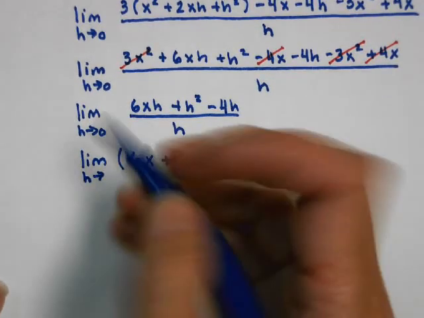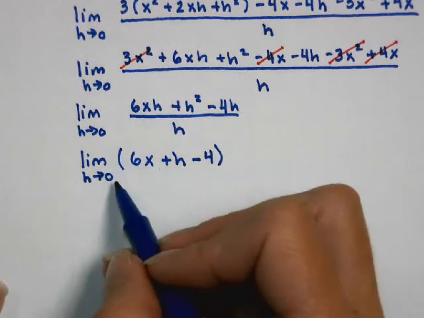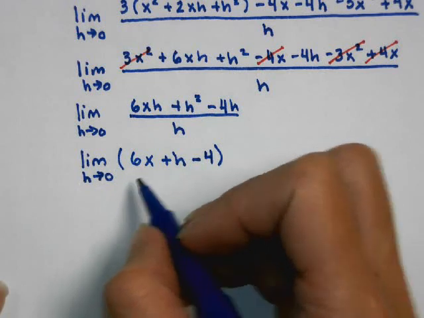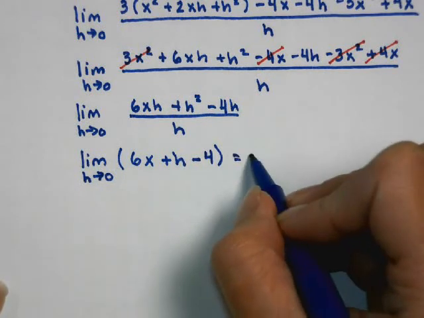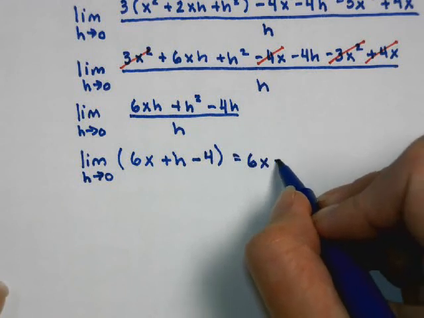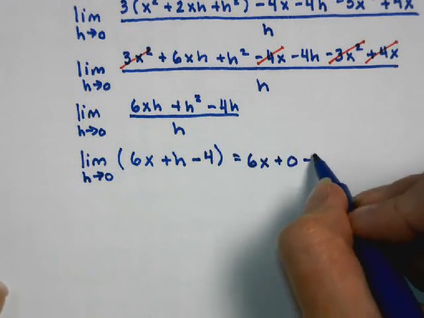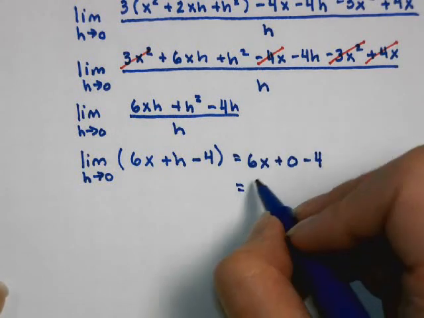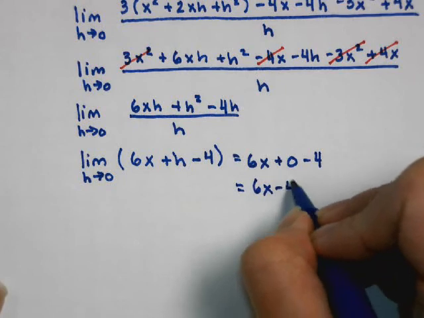We're evaluating this limit as h goes to 0. So I'm going to plug 0 in for h. Everything else stays the same. So this is going to be 6x plus 0 minus 4, which is 6x minus 4.